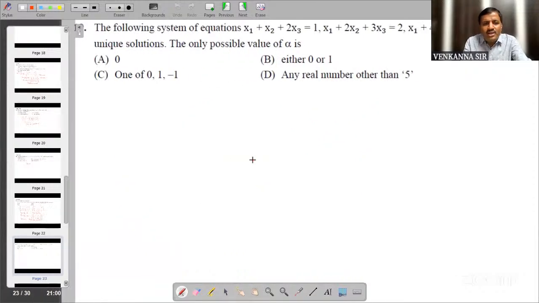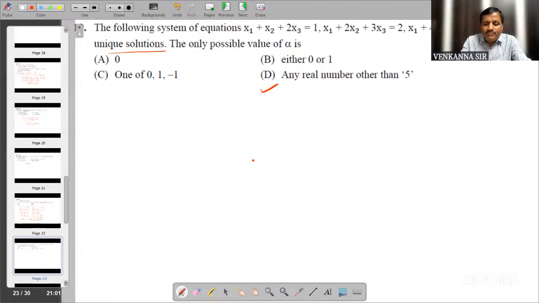This you try later. The following system of three equations has a unique solution. What is the only possible value of the alpha? You try this question later. Yeah, what is the answer? Option D is going to be the correct answer: any real number other than 5. It is asking for what solution? Unique solution. It's also a previous GATE question.